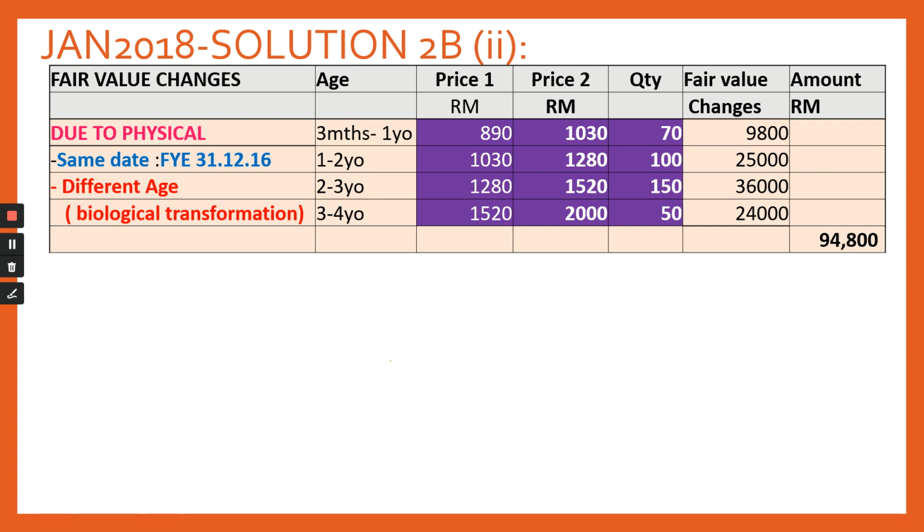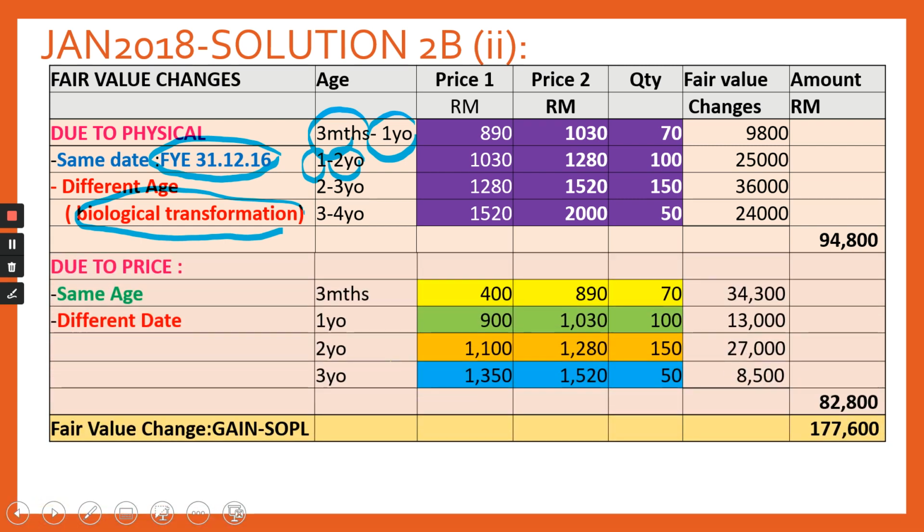So these are the figures that we have calculated earlier due to the physical change. Remember, physical change is looking at the different age group but at the same date. Same date means end of the year. Different age group means looking at the growth, from what you have as at the end of the year. What are the prices if you have change in physical characteristic on that particular age group, and the changes to that age group as at the end of the year. So that has been calculated earlier. So you have 94,800.